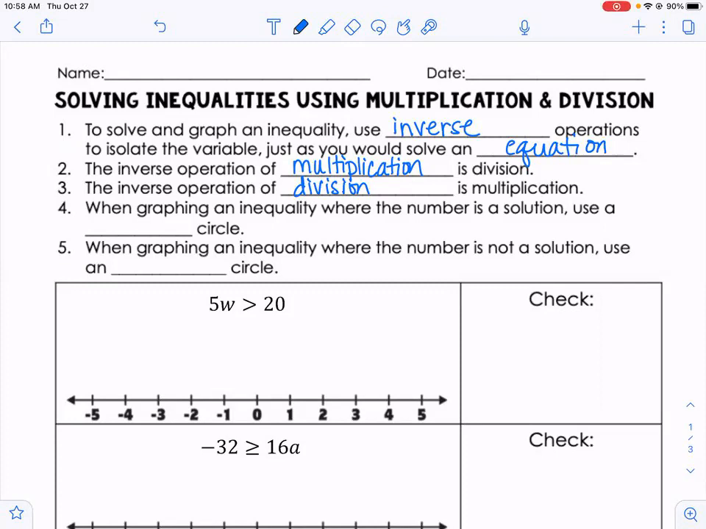So let's do it like everybody respond together. When graphing an inequality where the number is a solution, we're going to use a closed circle. When graphing an inequality where the number is not a solution, we use an open circle.